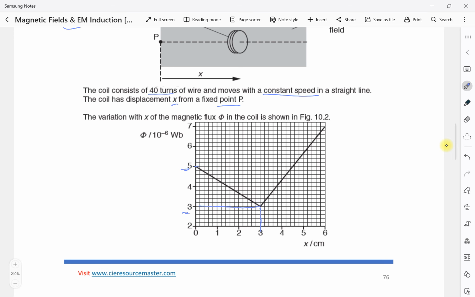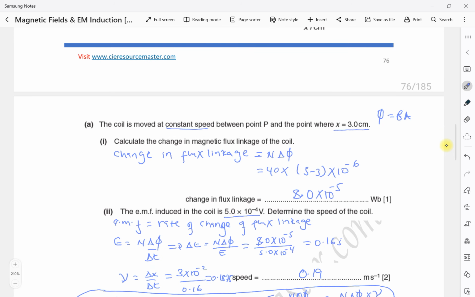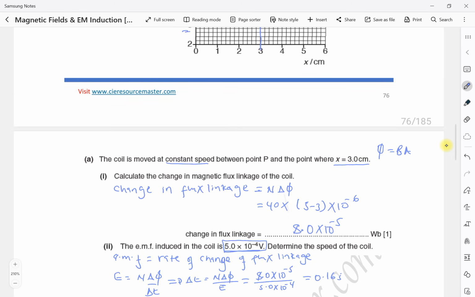Notice that they are straight lines, so the gradients are constant, but this is a negative gradient and this is a positive gradient. That means the EMFs corresponding to the different time intervals will have opposite signs. Because EMF is directly proportional to gradient, a constant gradient means a constant EMF, which has actually been given as 5.0 times 10 to the power of minus 4.